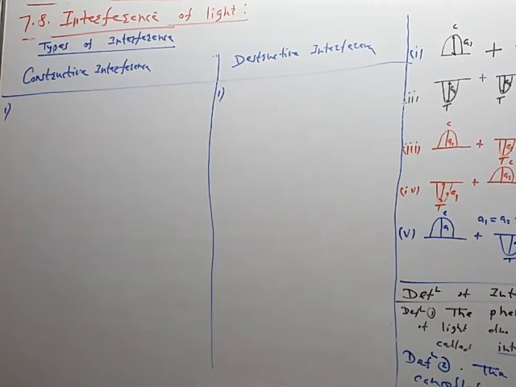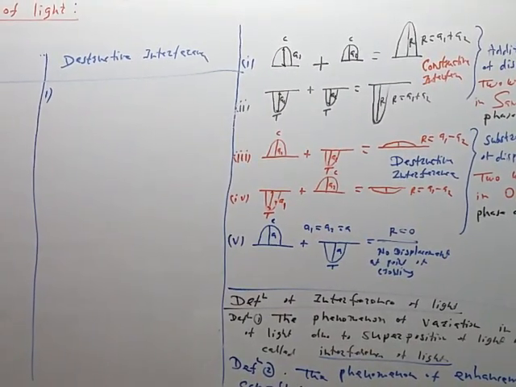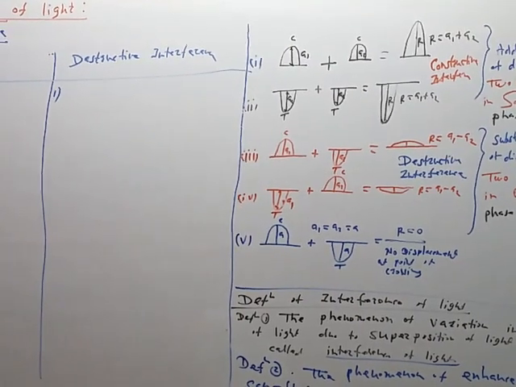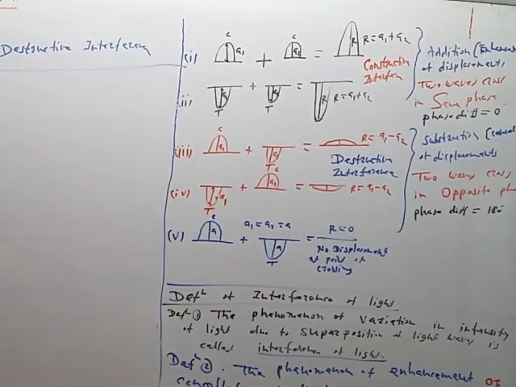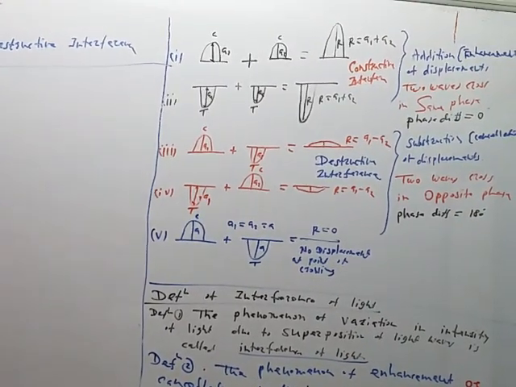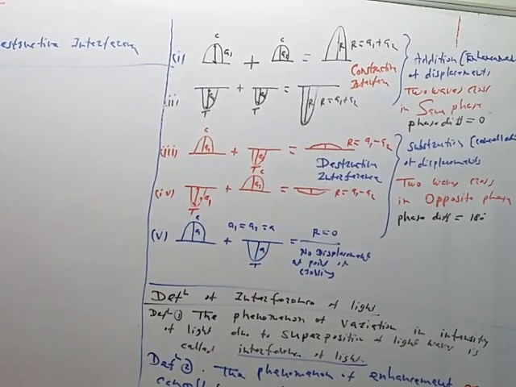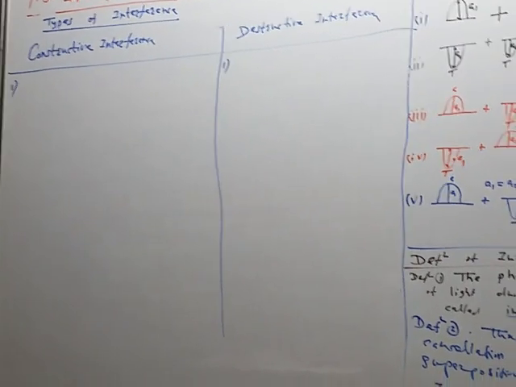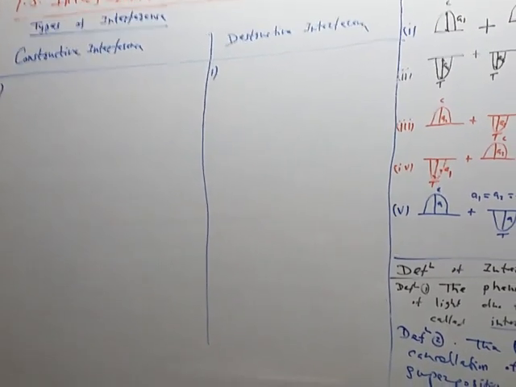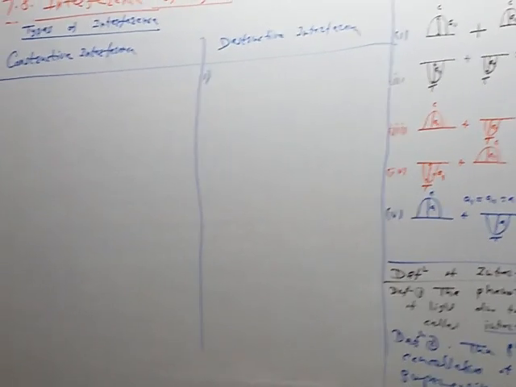So there are two types of interference, constructive and destructive interference. In this figure, we have shown these two types. In case number 1 and 2, there is constructive interference, and in case number 3 and 4, there is destructive interference. For constructive interference, there is the addition of displacement, but for that purpose, the two waves cross in the same phase. For destructive interference, the two waves cross each other in the opposite phase. So this phase factor is important for the phenomenon of interference of light.